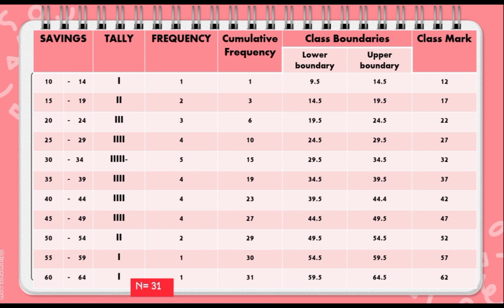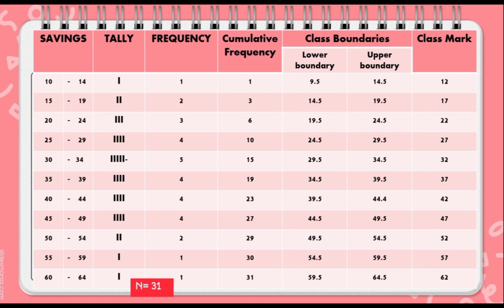Again, to solve for the lower boundary, we simply subtract 0.5 from the lower limit. And to solve for the upper boundary, we simply add 0.5 to our upper limit.